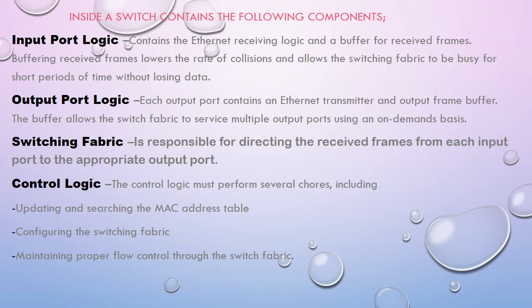Output port logic. Each output port contains an Ethernet transmitter and an output frame buffer. The buffer allows the switch fabric to serve multiple output ports on an on-demand basis. Switching fabric is responsible for directing the received frames from the input port to the appropriate output port. Control logic must perform several chores, including updating and searching the MAC address table, configuring the switching fabric, and maintaining proper flow control through the switch fabric.